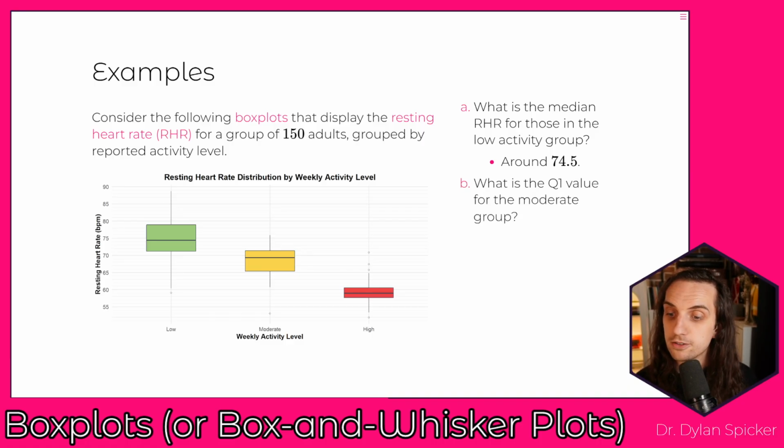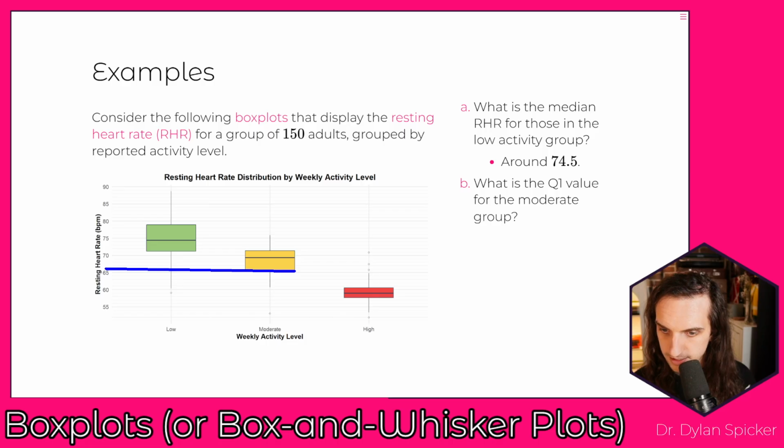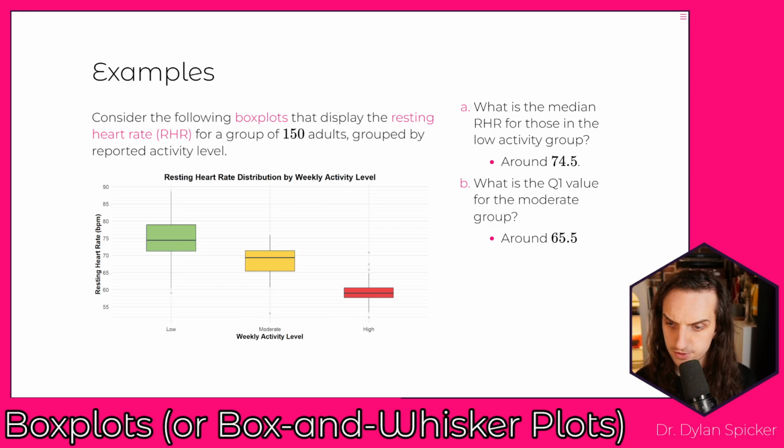What is the Q1 value for our moderate activity group? So again, we can come over here, we go to the moderate group, right? We take a look at that, and that looks like that's just above 65, perhaps, right? Just above 65, so 65.5.